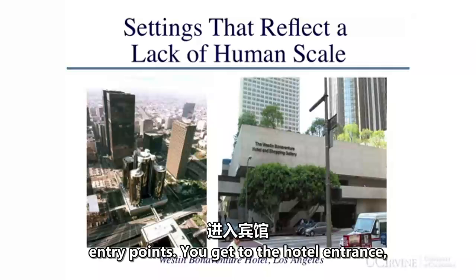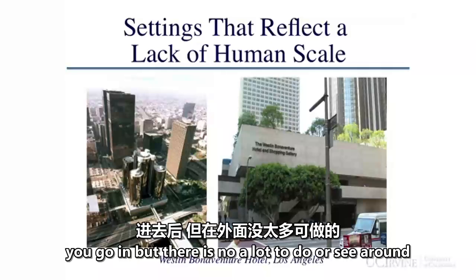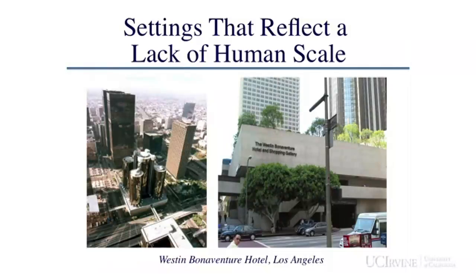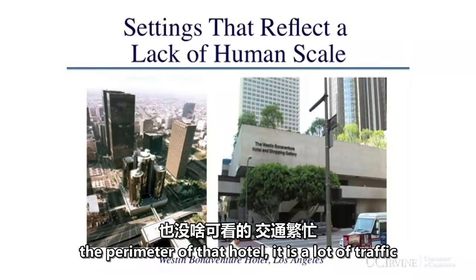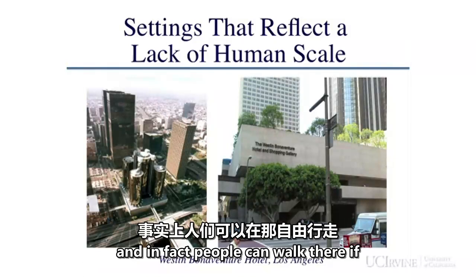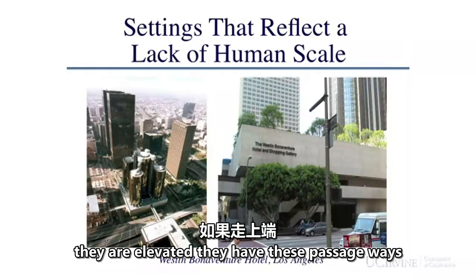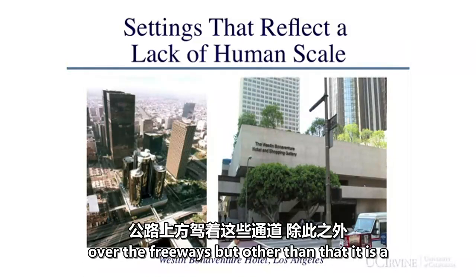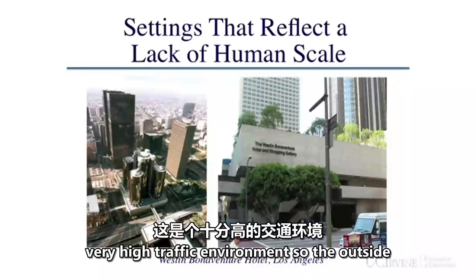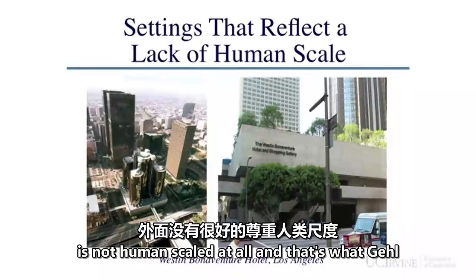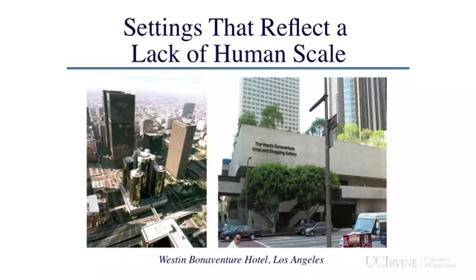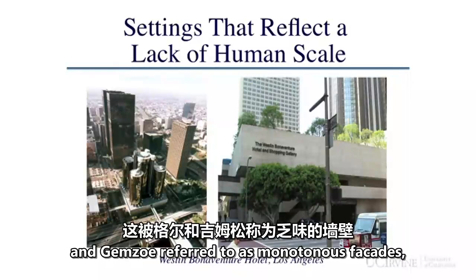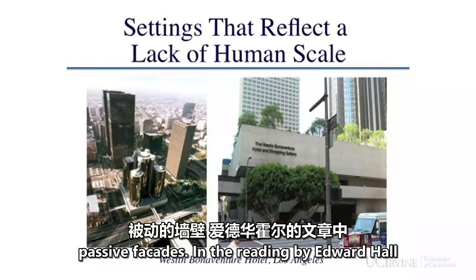I mean, you get to the hotel entrance, you can go in, but there's not a lot to do or see around the perimeter of that hotel. It's just a lot of traffic. And in fact, people can walk there if they're elevated. They have these passageways over the freeways. But other than that, it's a very high traffic environment. So the outside is not human scale at all. And that's what Gell and Gemzo refer to as monotonous facades, passive facades.